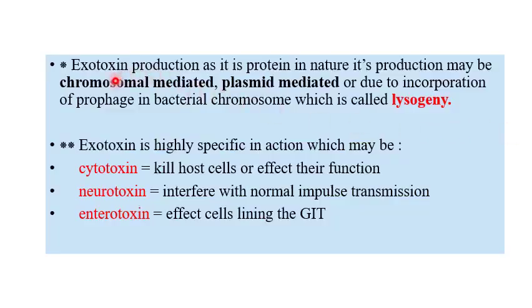Here we said the exotoxins, as we said, they are protein in nature. So how can we produce the protein in any cell? It of course needs a gene. الجين هو اللي هيؤدي إلى protein synthesis. Of course من معلوماتكم اللي انتوا عارفينها. طب this gene هيكون موجود فين؟ يا إما هيكون موجود في الكروموسوم of the bacteria present، فبنقول إنها production may be by chromosomal mediated، أو this gene ممكن يكون في البلازميد فبيبقى plasmid mediated production، or is due to incorporation of prophage in bacterial chromosome, and this is called lysogeny.